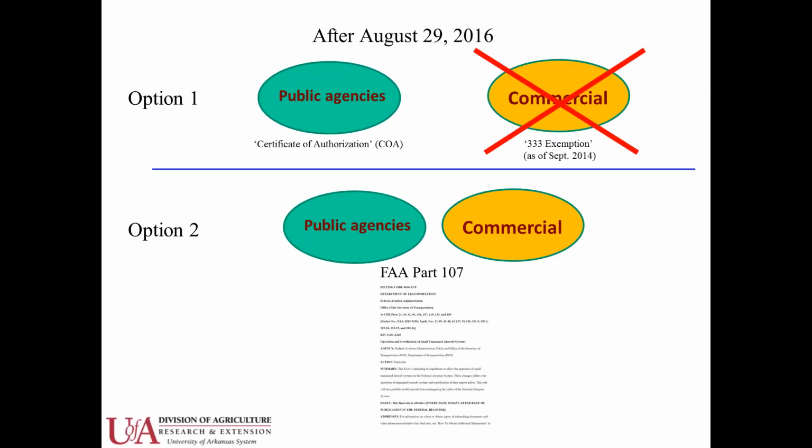Option number 2 for both types of users involves new rules, which we refer to as Part 107. I believe that for the vast majority of you, Part 107 is the path that you want to choose. You might elect to apply for a COA if your flight needs exceed what is allowed in Part 107. For example, let's say that you want to fly beyond line of sight, or you want to fly at night, or you want to fly above 400 feet. Then you might want to pursue a COA. Again, I emphasize that 99% of you will want to pursue certification through Part 107.